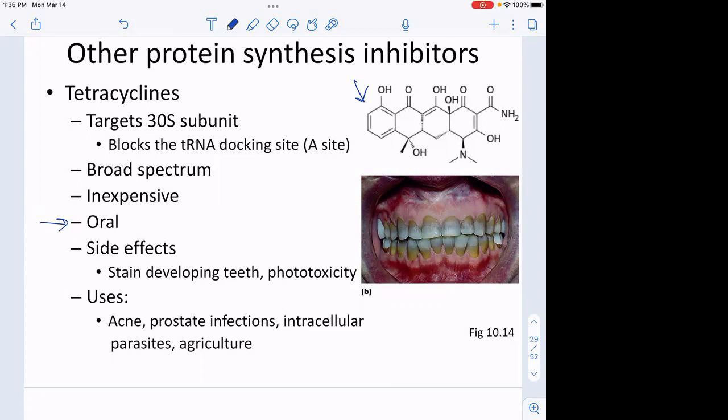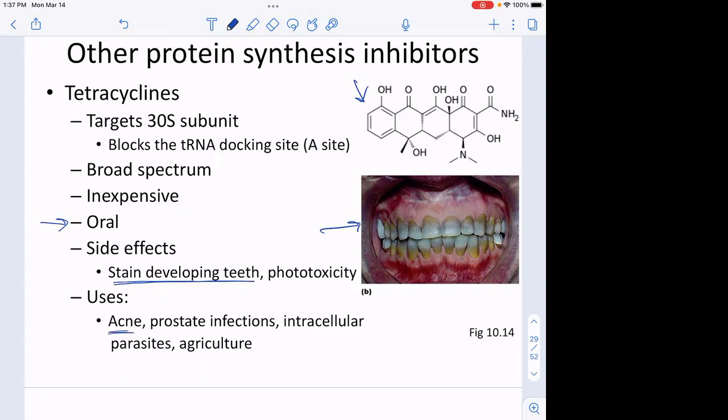The really jarring side effect that we see from tetracycline is that it can stain developing teeth. All right, so, not a nice picture there. So for that reason, we don't give any tetracycline drugs to kids or pregnant women. Also, there are tetracyclines that are in common use. Doxycycline is one that's pretty commonly prescribed for things like pneumonia, or if somebody is suspected to have Lyme disease, for instance.